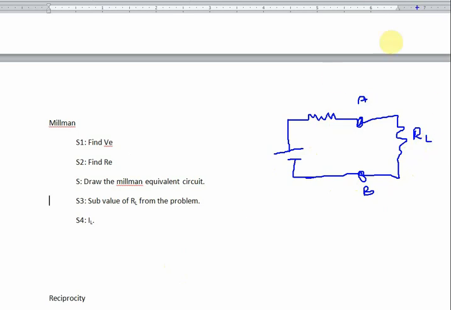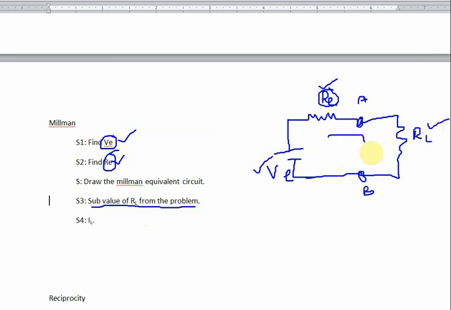This circuit is a Thevenin's equivalent circuit. In Thevenin's theorem you write VTH and RTH, but here you write VE and RE. Step number 1, find VE and substitute the VE value. Step number 2, find RE and substitute the RE value. Then substitute the value of RL from the given problem.